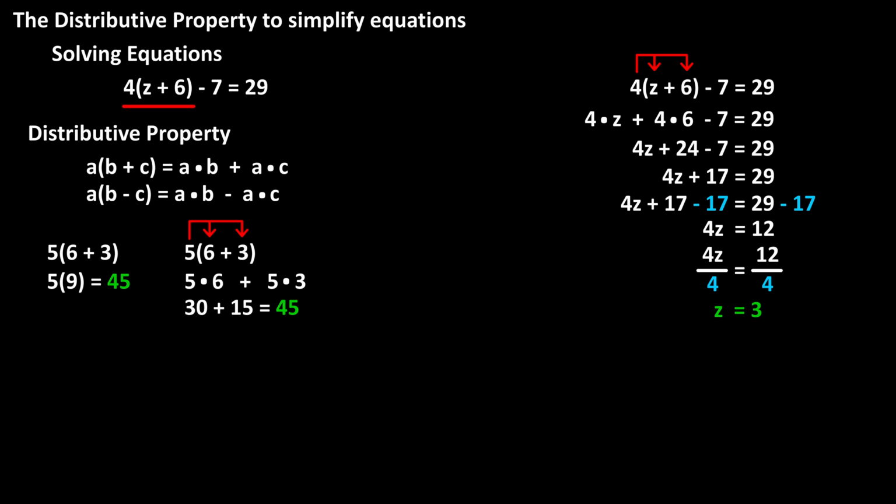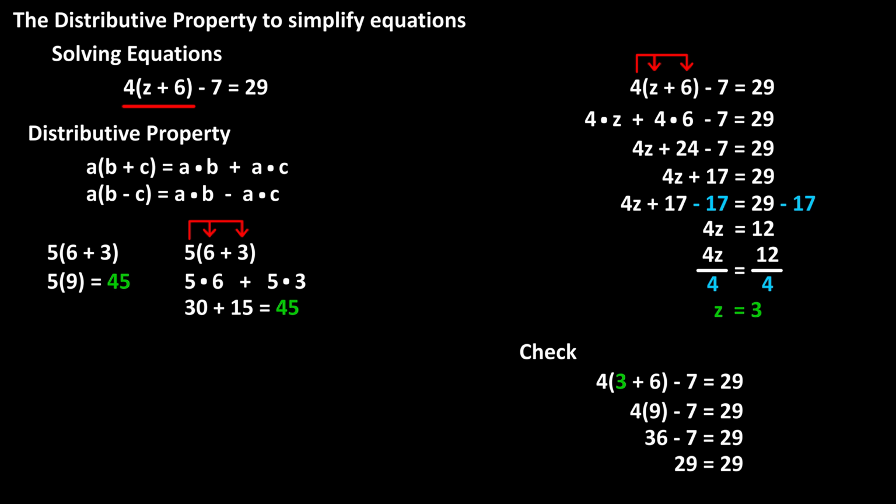Next we can check our solution. We plug the value of z equals 3 into the original equation. 4 times the quantity, 3 plus 6, minus 7 equals 29. Add the 3 and 6, which is 9, and now we have 4 times 9 minus 7 equals 29. 4 times 9 gives us 36, minus 7 equals 29. And 36 minus 7 gives us 29 equals 29. So our solution checks out.